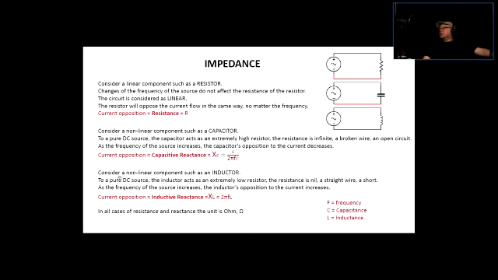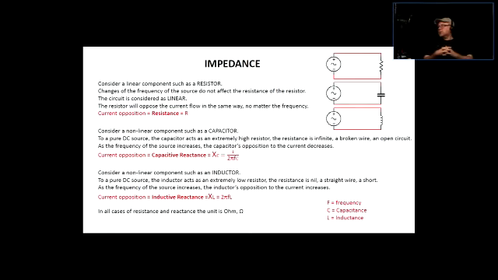Now, let's get another nonlinear component, such as an inductor, which is this little guy right here. To a pure DC source, an inductor acts as an extremely low resistor. What is another example of an extremely low resistor? Well, a piece of wire.